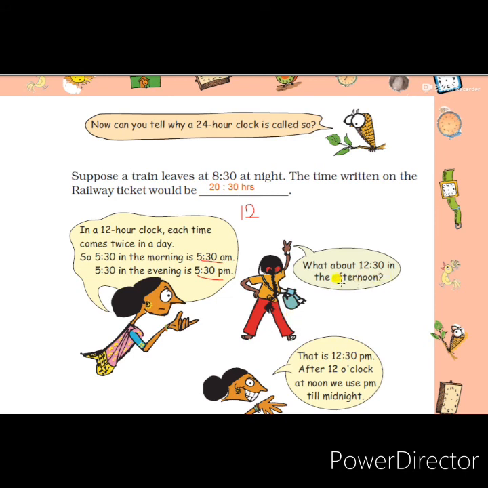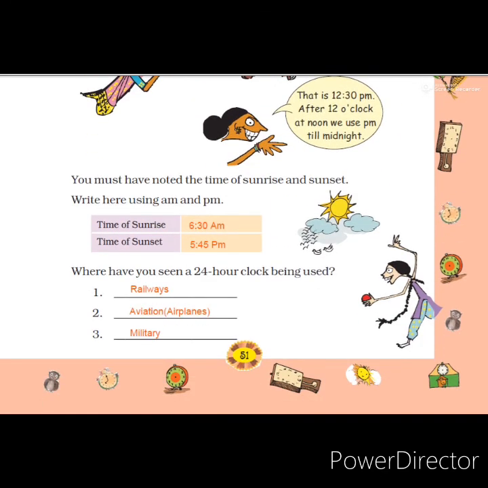Now what about 12:30 in the afternoon? The 12:30 in the afternoon is written as 12:30 hours only. That is 12:30 PM in our 12-hour clock, and from 12 o'clock at noon we use PM till midnight. Now you must have noted the time of sunrise and sunset. Students, in one earlier lesson, when this lesson started, we wrote the time of sunrise, that is 6:30 or 6:45, and the time of sunset in our area is 5:45 PM. So you write the answers: 6:30 AM sunrise and 5:45 PM sunset.